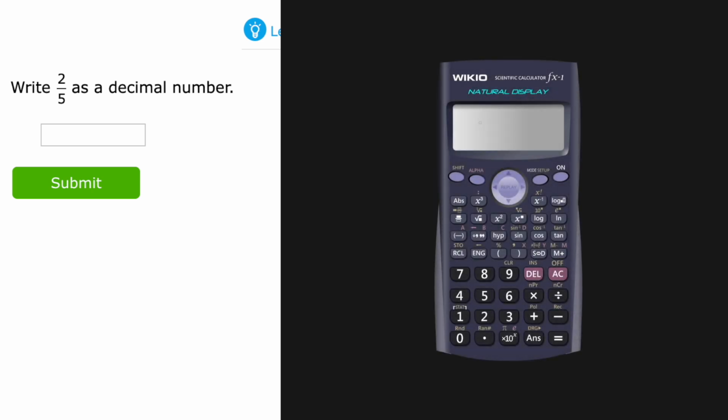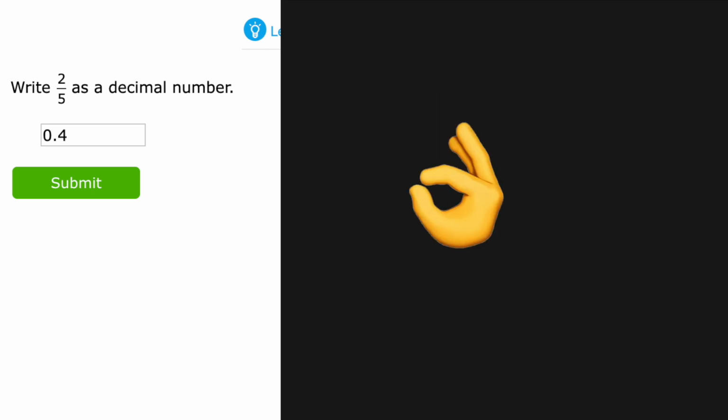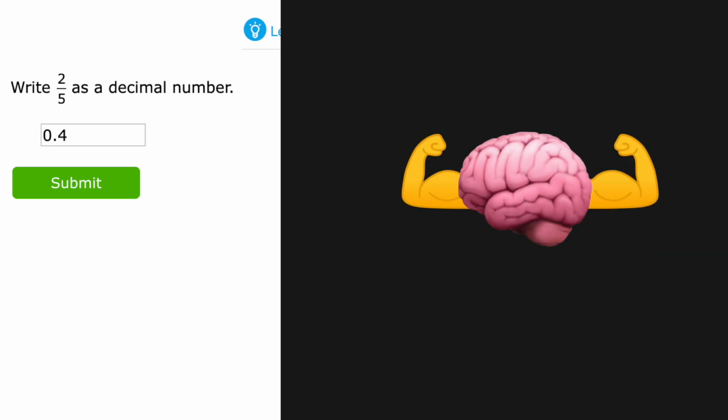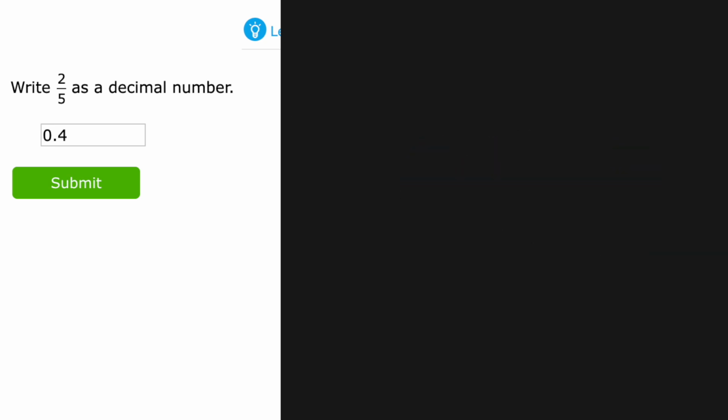The first and the easiest is you can just type in 2/5 onto your calculator and hit enter, and it'll give you the decimal answer. And this is fine if you're in a hurry, but it's good to practice the other methods to help your understanding.